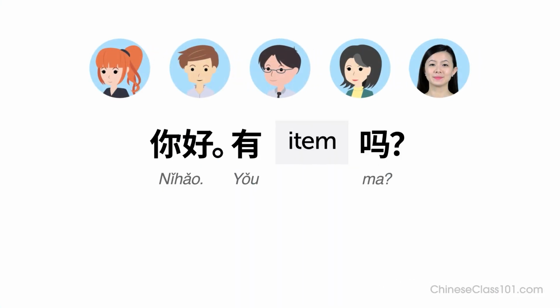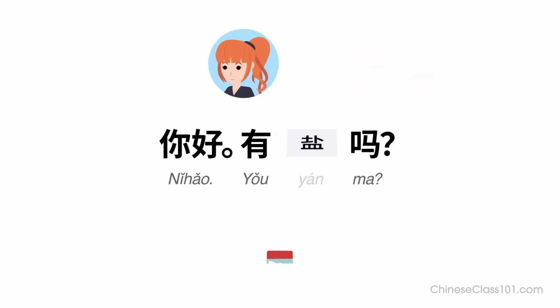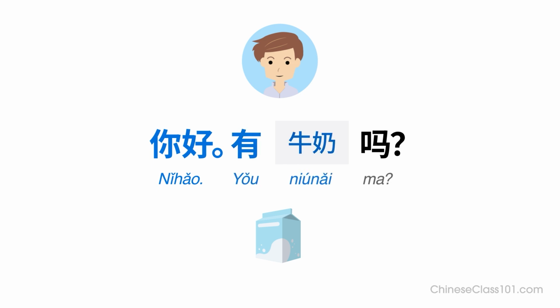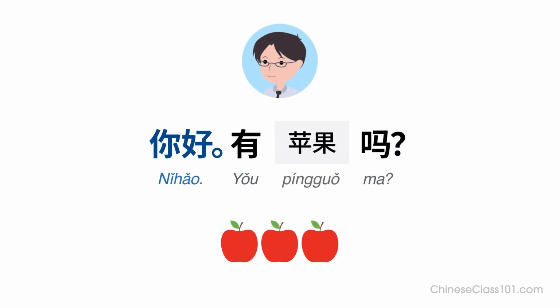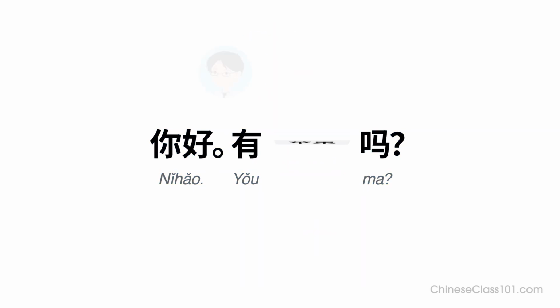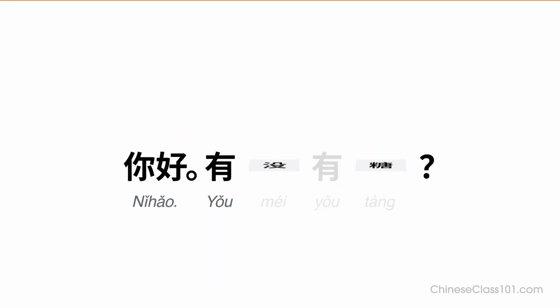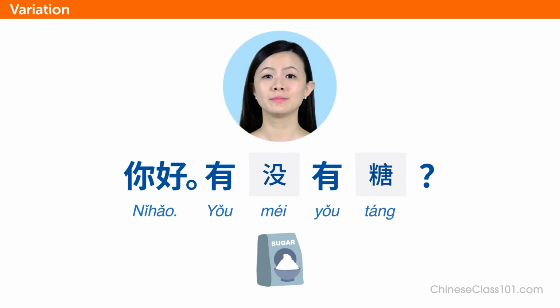Let's look at some more examples. Listen and repeat or speak along with the native speakers. 你好，有盐吗？你好，有牛奶吗？你好，有苹果吗？你好，有酱油吗？你好，有没有糖？ Did you notice how I used a different pattern?